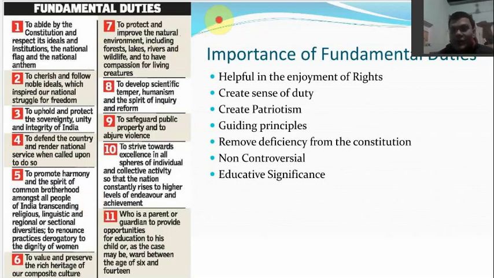Next is to protect and improve the natural environment, including forests, lakes, rivers, wildlife, and to have compassion for living creatures. Climate change is a real thing right now. I don't think there is anything to explain there. We all understand the importance of environment. We want to breathe good air, so we have to make sure that we plant a lot of trees and we don't cut trees, and we try to control pollution, because after all the pollution levels are only going to affect us. So we have to make sure that the environment of our country stays as clean as possible, and that is also your duty.